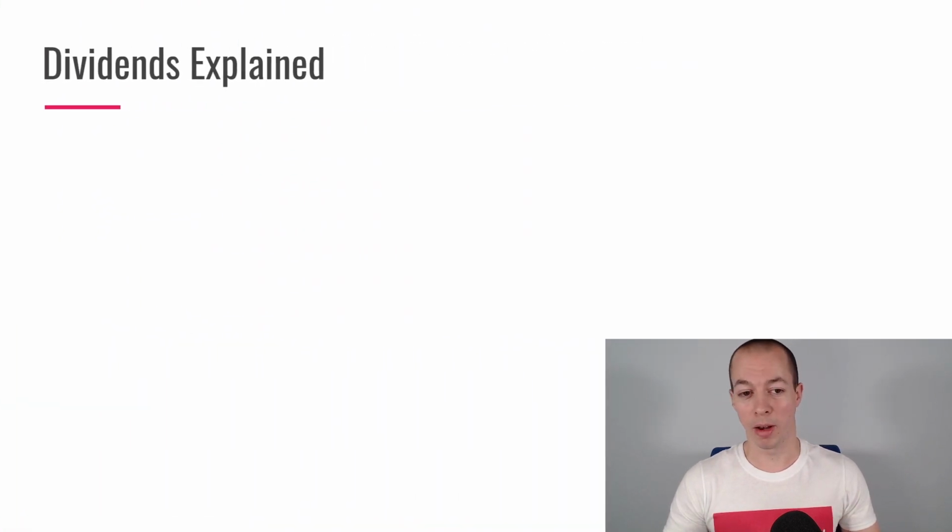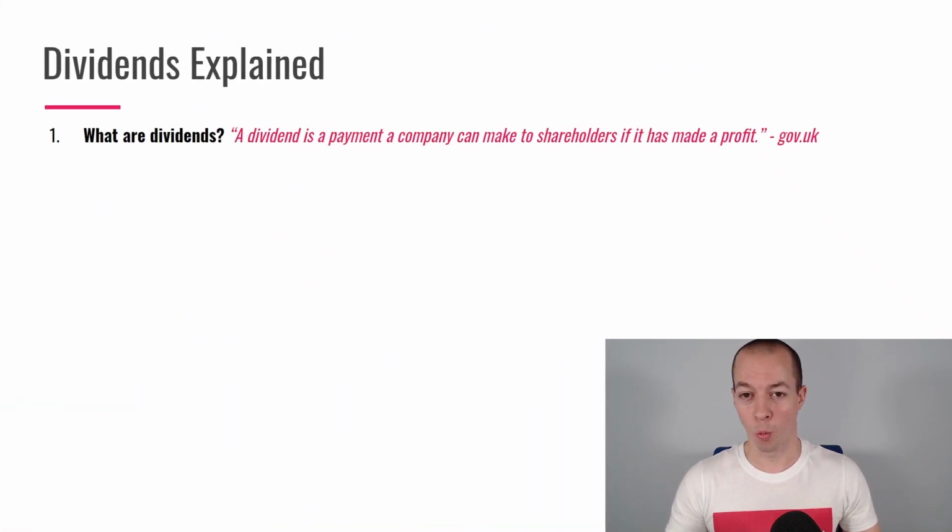So dividends explained. The first question is very simple. What are dividends? And the answer that I have here is from the gov.uk website. So this is an official answer. A dividend is a payment a company can make to shareholders if it has made a profit. So there are two things you need to really focus on in this statement. Number one is the shareholders bit, and the second bit is the profit. So dividend payments can only be made to shareholders. They are not available to standard employees, and they can also only be made from profits within the business.